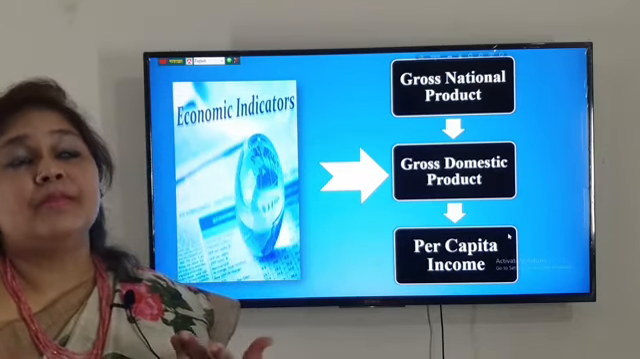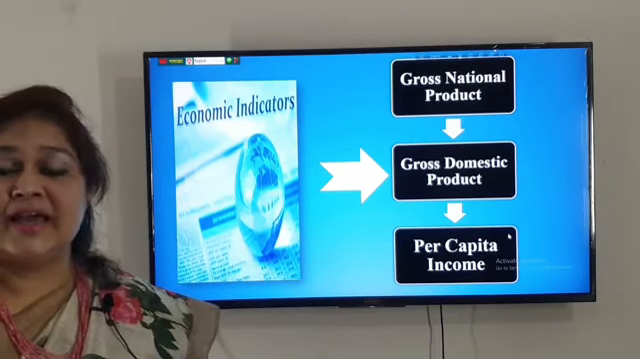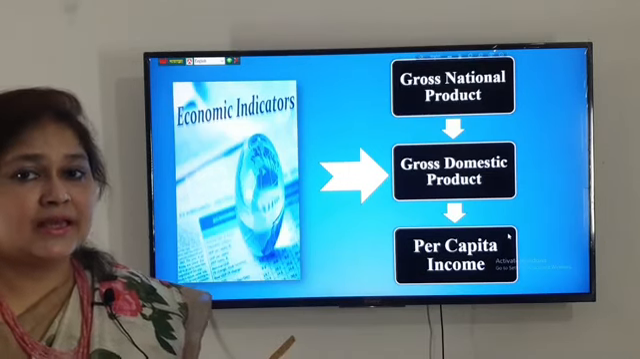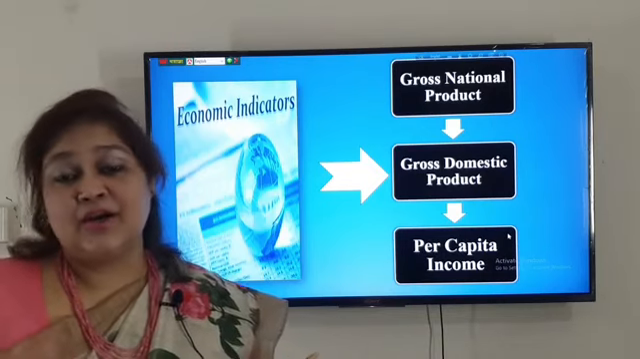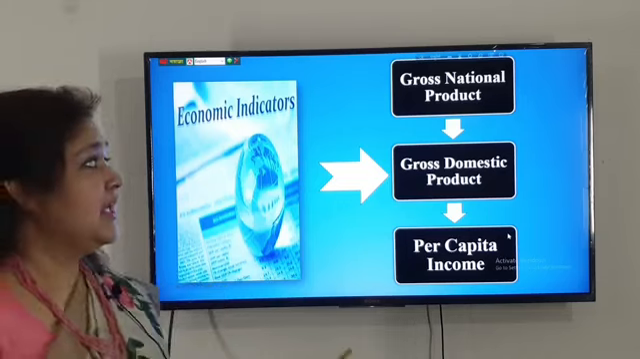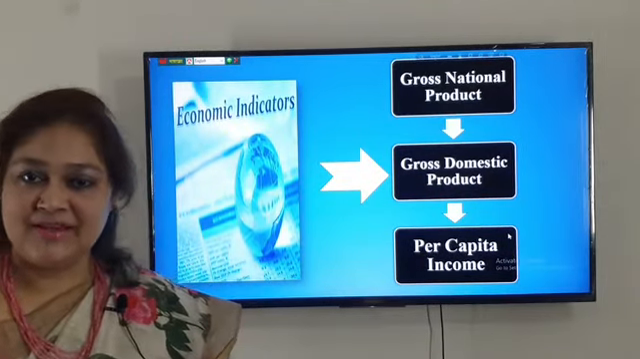Then the capital formation and investment are in upward trend, etc. These are all together indicate the economic condition of a country, along with these economic indicators, right?